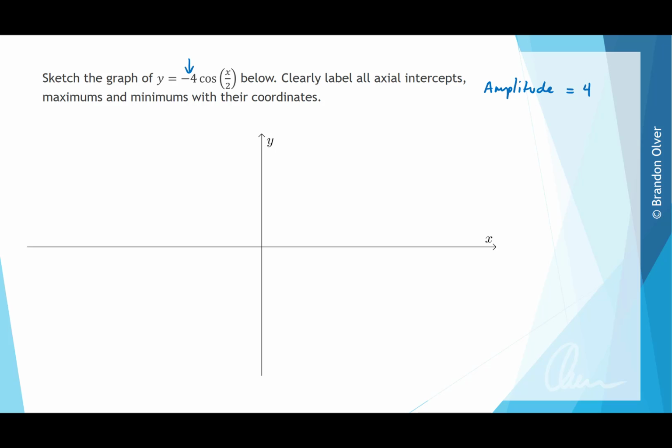So once again, if that's -4, the negative is actually just a reflection. So this negative here indicates that it's reflected. And the amplitude, which is the maximum displacement from the mean value, is 4.